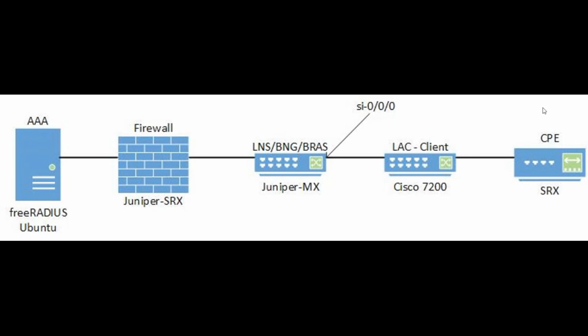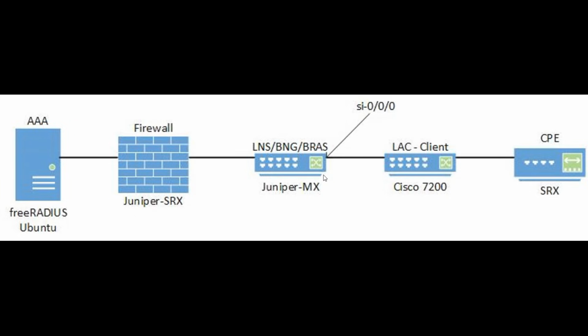So if we go from right to left, we've got our CPE or customer premises equipment, which will be defined within our lab environment by an SRX. Then we've got the LAC, which is the Layer 2 Tunneling Protocol Access Concentrator. Now we're going to be defining that with a Cisco 7200. Now if we ever mention client, this is what we're on about. The client for us is not the CPE, it's the LAC.